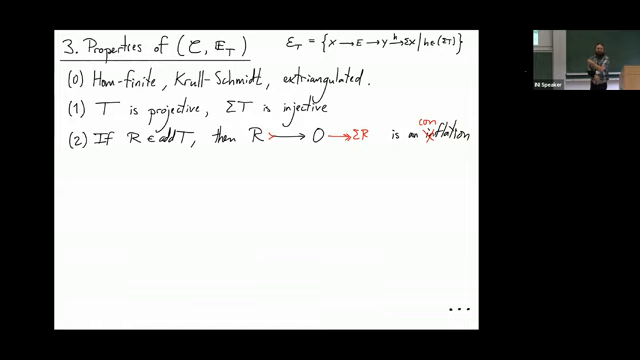This is a bit strange if you're used to module categories. Normally, there's no short exact sequence with a zero in the middle, except for the trivial one.